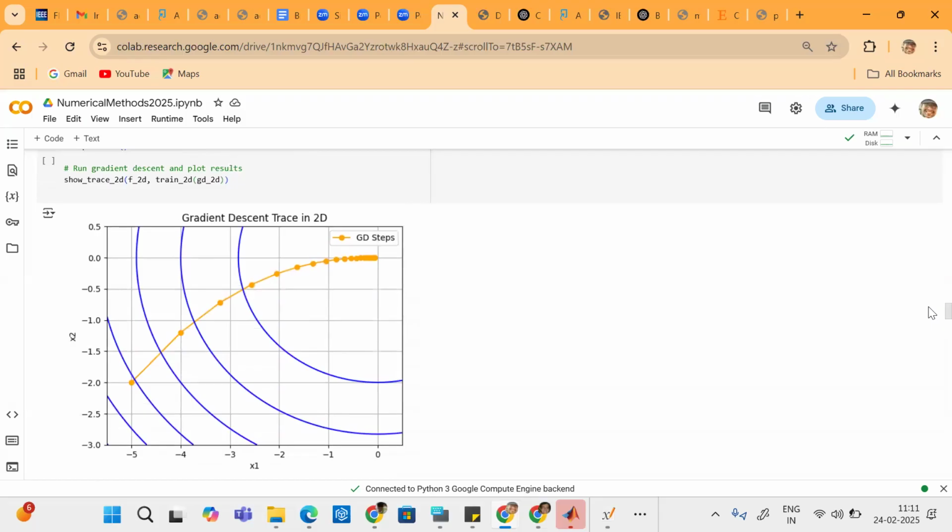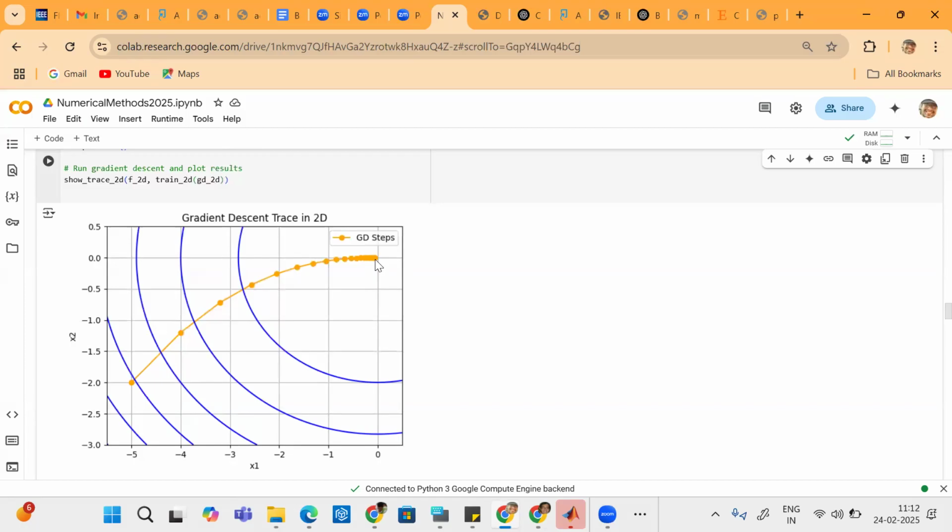We have taken the x1, x2 plane, and you can see 0, 0. Can you see where 0, 0 is? Exactly here. We started from -5 and -2. Then gradient descent took us here, then here, then here, and it is slowly approaching here. But what is the speciality about that point? It is approaching 0, 0. That means it is the local minimum, an optimal solution.